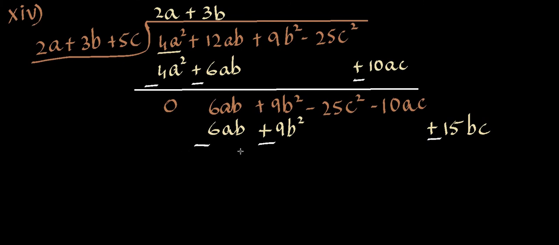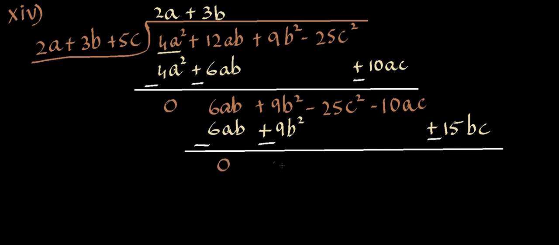Let's do the subtraction now. Too many new terms are coming up. 6ab, 0 over here. Over here also I have a 0. Now minus 25c square will come down as it is. Minus 25c square minus 10ac and minus 15bc. They won't come down as it is.